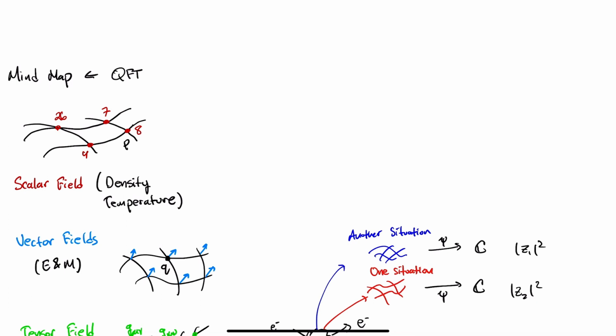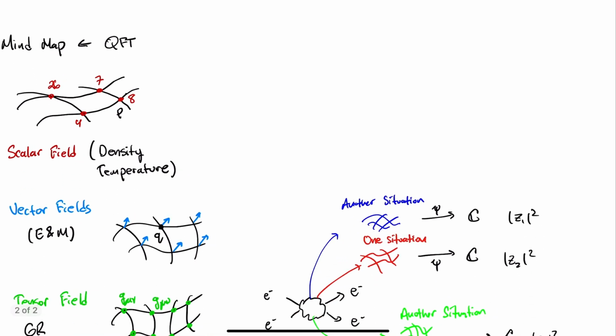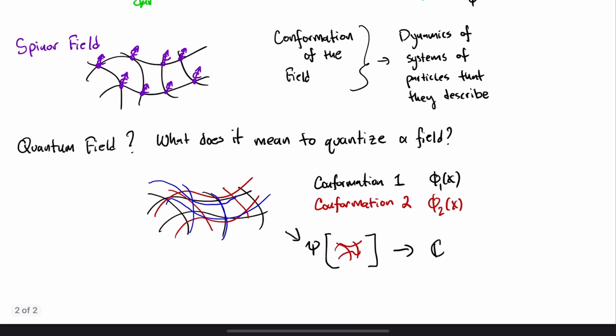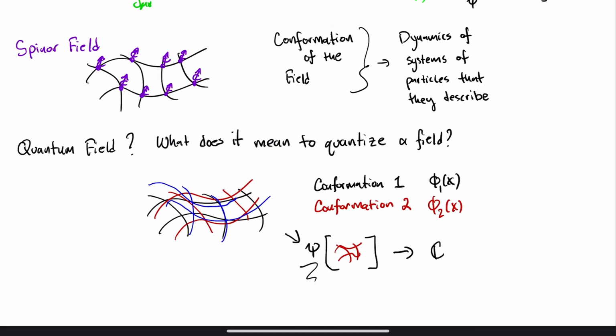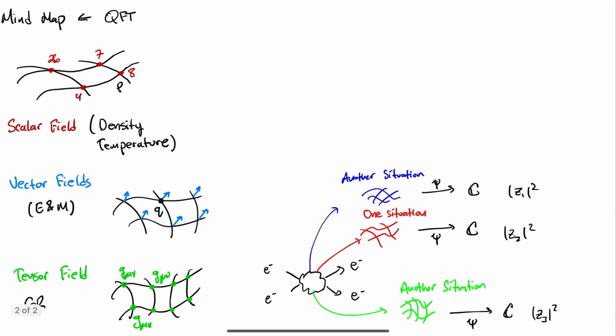Anyways, okay, so where are we? So we have fields, we have the functions that map our conformations of each quantized field. I quantize the field conformations, and then I take a function that maps those fields into a complex number.